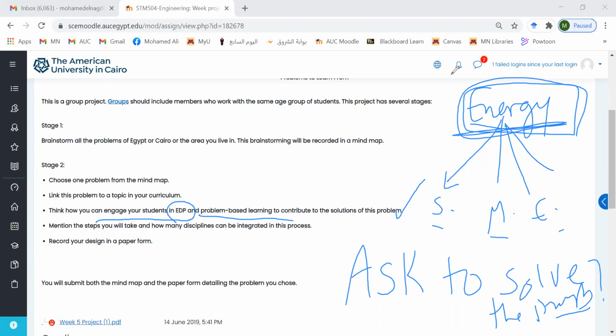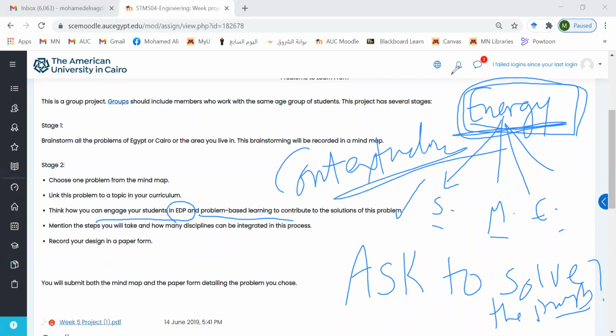And one of the most important things that we need to be aware of is how to contextualize the problem. Contextualize means don't just make the problem a verbal thing, like talking or lecturing. Make it something lively. Show them videos about the problem. Give them the opportunity to search about the problem before they come to class. Link the problem to their everyday life. So that is the best way to engage the students in that process.